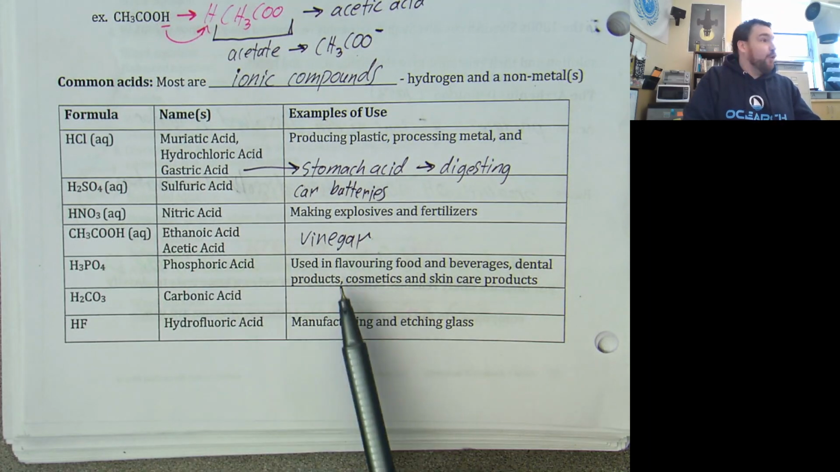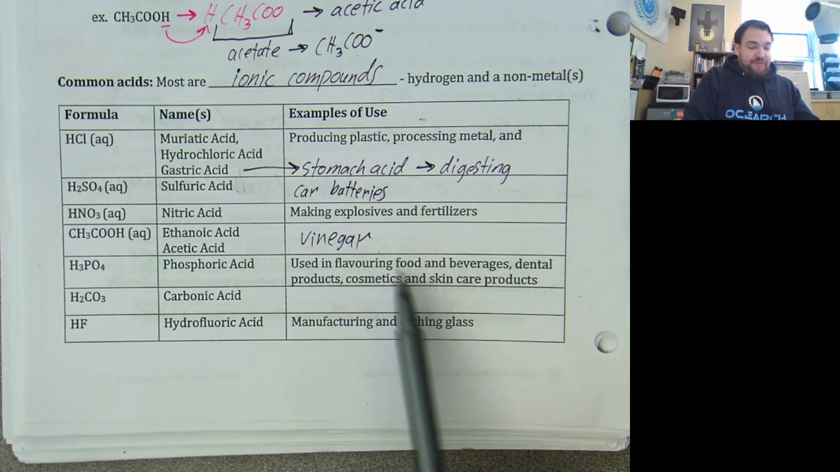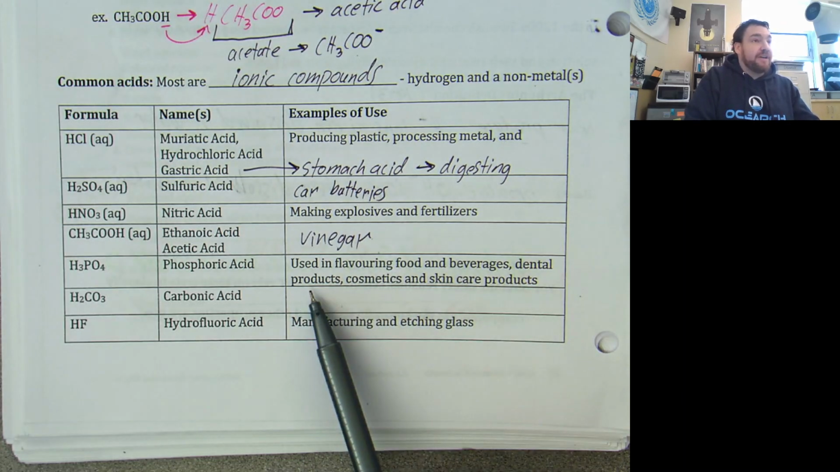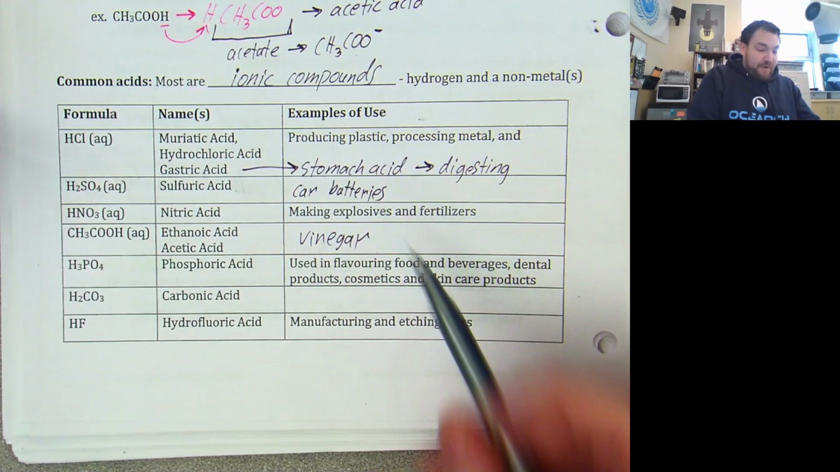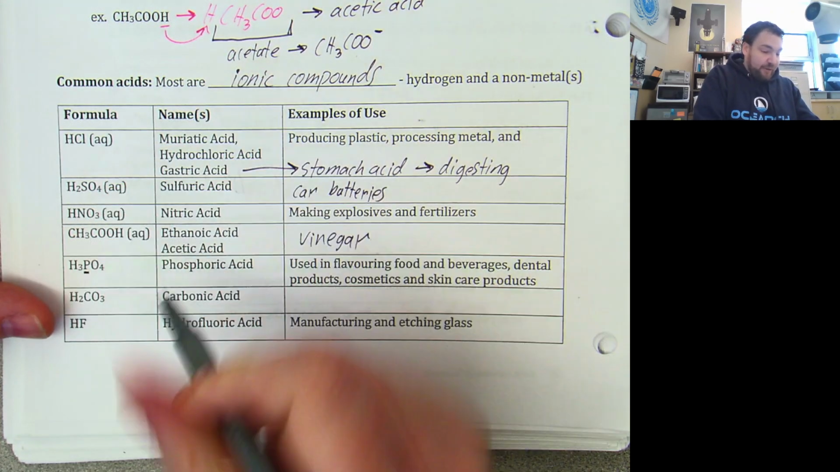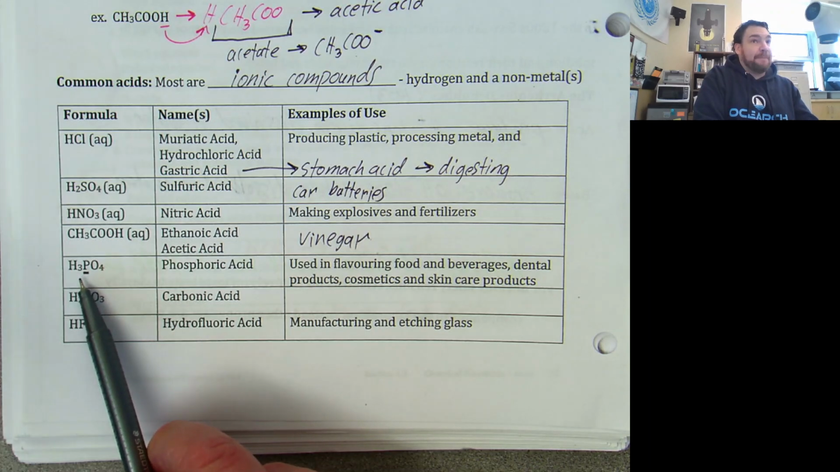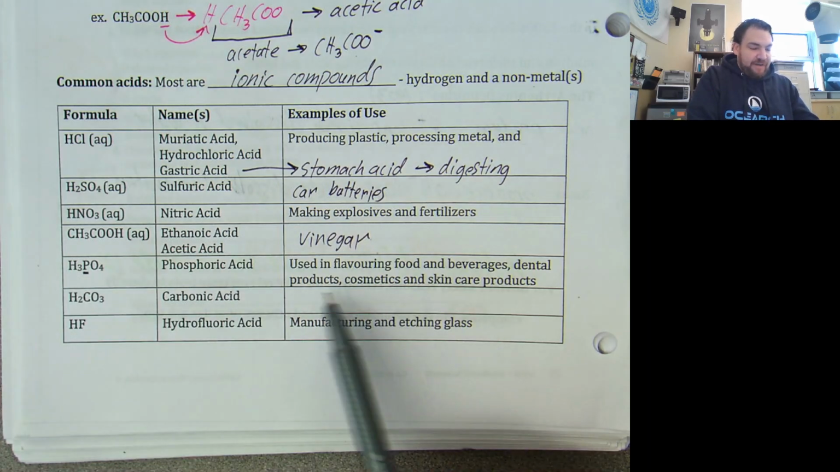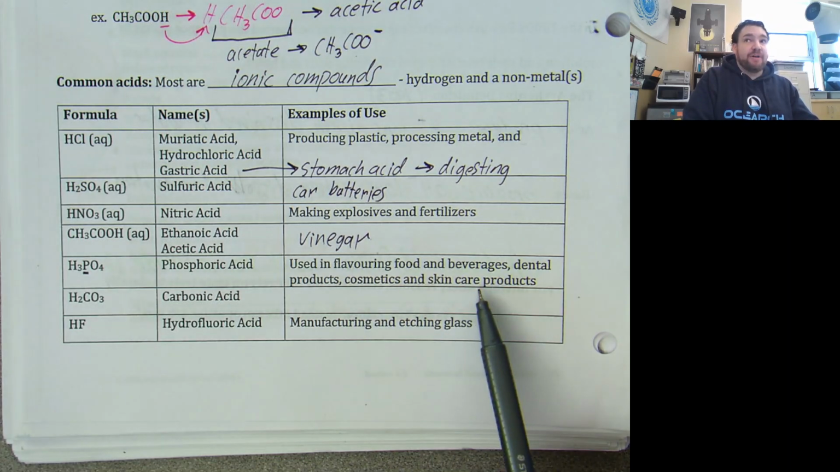Phosphoric acid is used for a whole bunch of things. Used in flavoring food and in beverages. It's used in dental products because phosphorus, that letter P right there, is actually absolutely necessary for your body to build more teeth. And so we find phosphoric acid in dental products. It's used in cosmetics, used in skincare products.